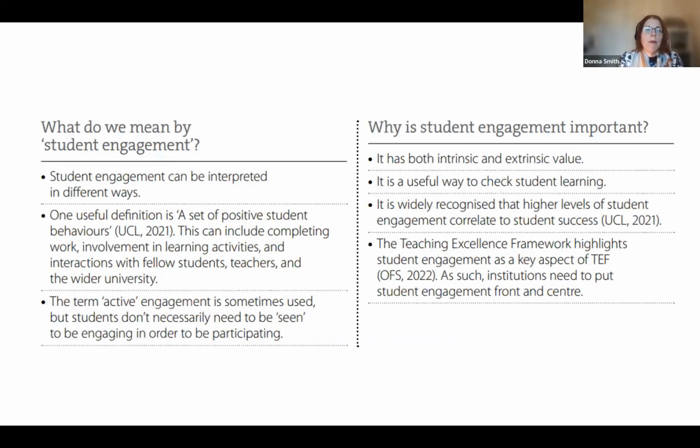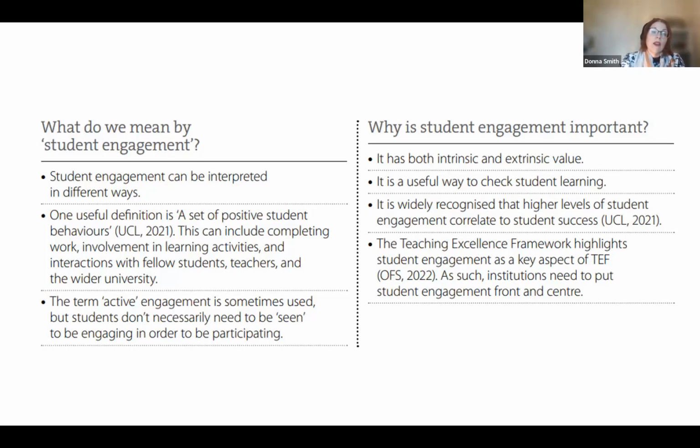So we thought it'd be useful, first of all, to talk about student engagement generally and give a few different definitions, because there are different understandings of it. But we're talking quite broadly, really. We're looking at the ways that student engagement can be interpreted in different ways. One useful definition comes from UCL, which is a set of positive student behaviours. This can include completing work, being involved in learning activities, and interactions with students, teachers, and the wider university.